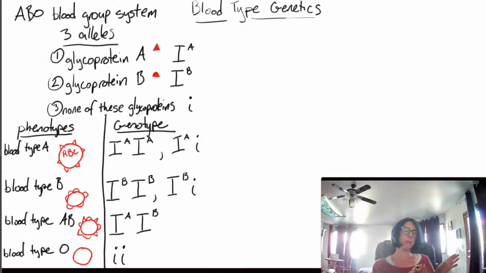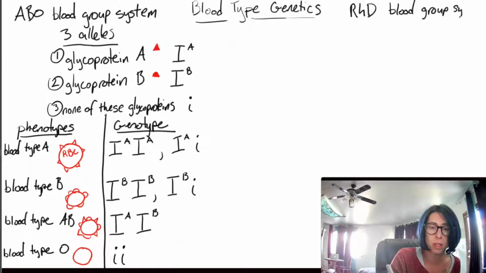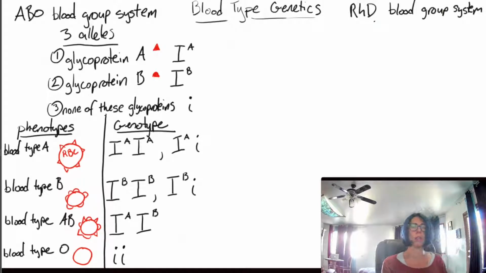So that's the ABO blood group system. Now let's do the RHD blood group system. This is responsible for the positive or negative symbol at the end of the ABO blood group symbol. So, you know, people are A positive or A negative.